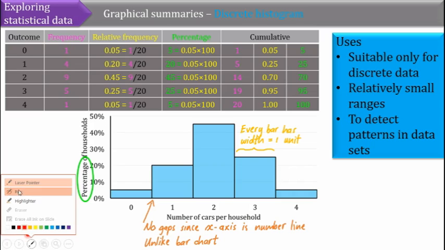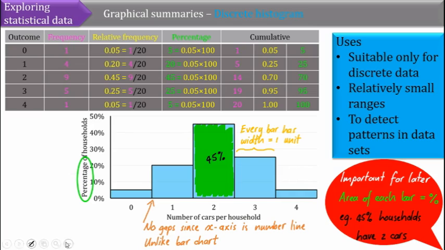Now, if we look at the actual bars, and I made a note here, important for later, we usually refer to the area of the bar as a percentage. And that becomes very important at a later stage for the rest of the course, because every time we talk about area, we'll talk about either percentage or probability. So if I take this bar, for example, then the area of this bar will represent 45%.